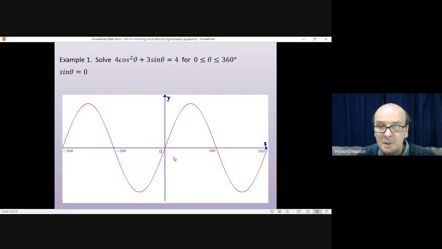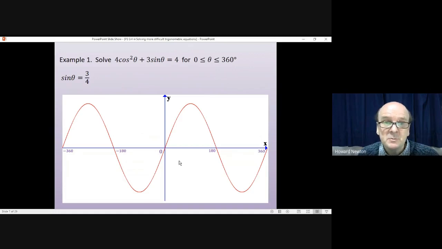Well, it equals 0 when it cuts the x-axis. It does so here, it does so here, and it does so here again at the very end. So at those 3 points, sine theta is equal to 0, and we can just read the answers straight off there. So that means in the range we've been given, theta could be 0, it could be 180 degrees, or it could be 360 degrees. That was the first possible solution.